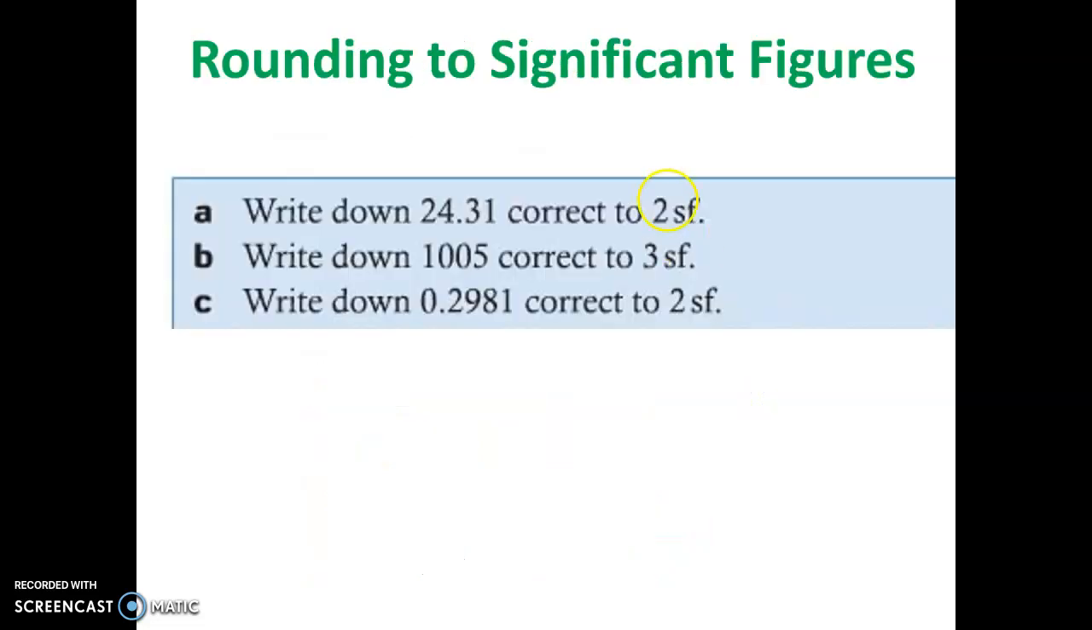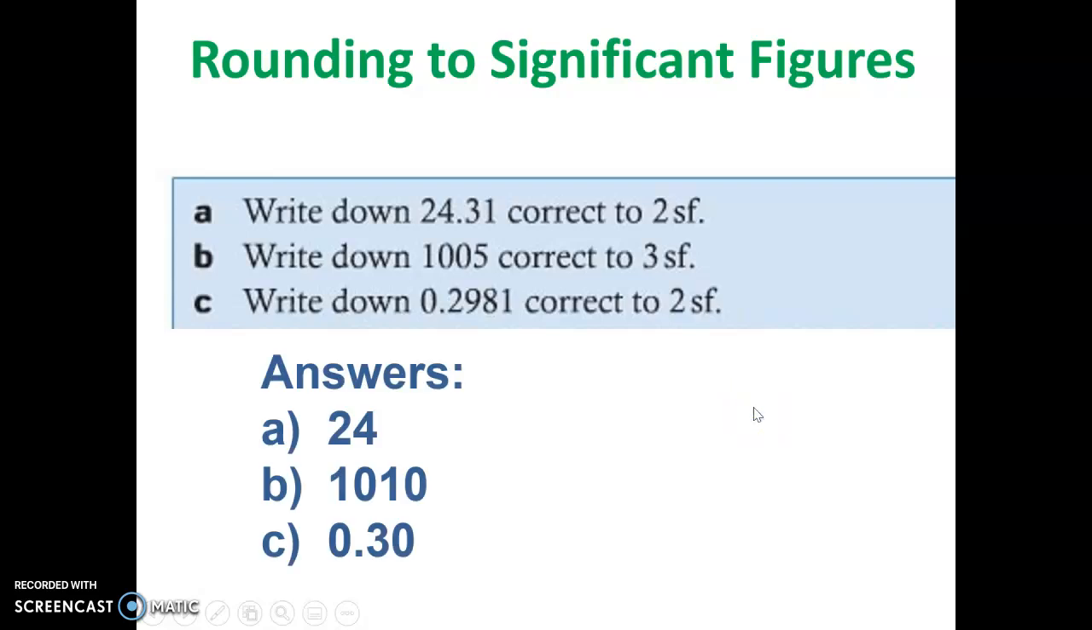Last one for you. Round this one to significant figures. And check your answers here. Did you do it? I hope so.